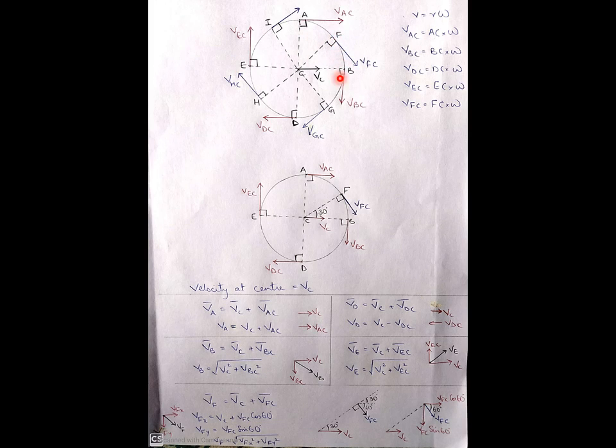If it is in between A and B, let the point be F. So the velocity will be like this, going in this manner with an inclination. Then this velocity of FC will be perpendicular to the line connecting C and F. Similar is the case with velocity of GC also, it is perpendicular to GC. Velocity of HC perpendicular to HC. Velocity of IC perpendicular to IC.